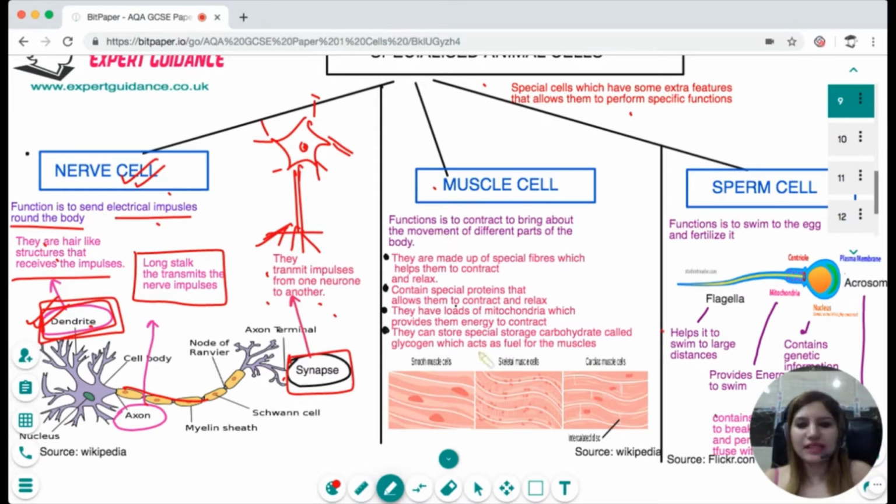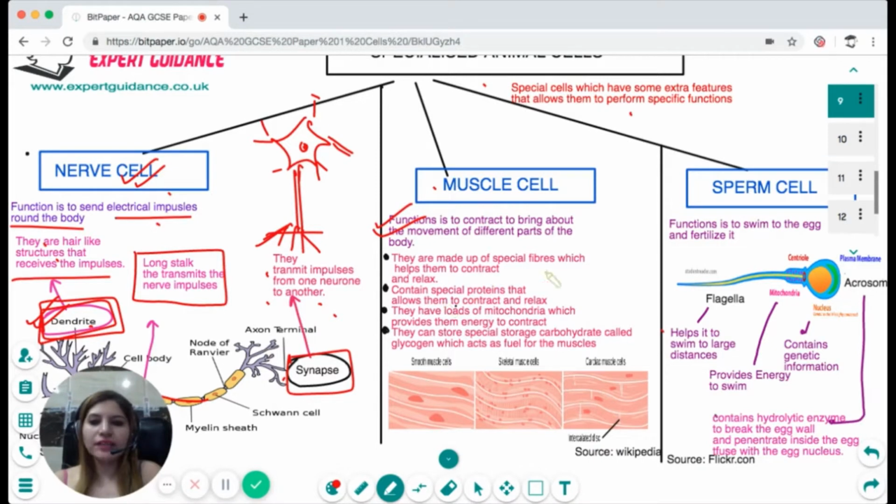Next is the muscle cell. The function of the muscle cell is to contract and bring about the movement of different parts of the body, and for that they are made up of special fibers which help them to contract and relax. They contain special proteins that allow them to contract and relax. They have loads of mitochondria which provide them energy to contract, and they have a special storage carbohydrate called glycogen which acts as a fuel for the muscles. Okay, so for both of them, you should know what the function is and what features they have.